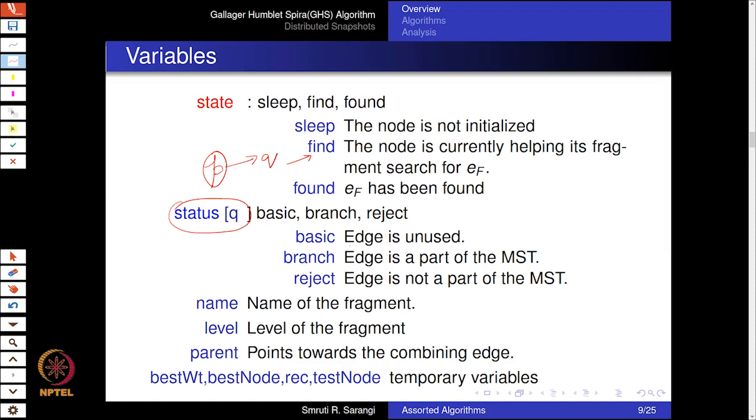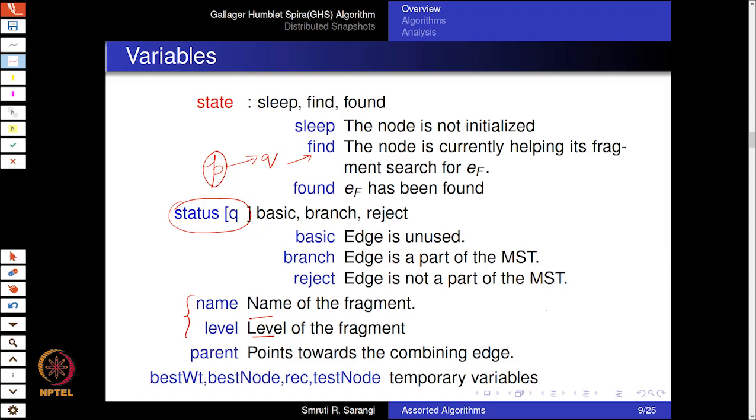Basic means the edge is unused. Branch means the edge is a part of the MST. Reject means the edge is definitely not a part of the MST. Basic means as of now we don't know its status. Branch means we know its status and we know it's a part of the MST. Reject means we know its status and we know for sure that it's not a part of the MST. Then we have discussed name and level, right? Name of the fragment, level of the fragment. Parent.